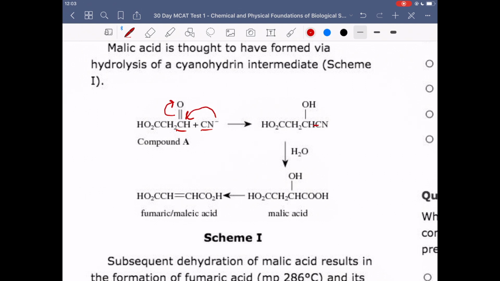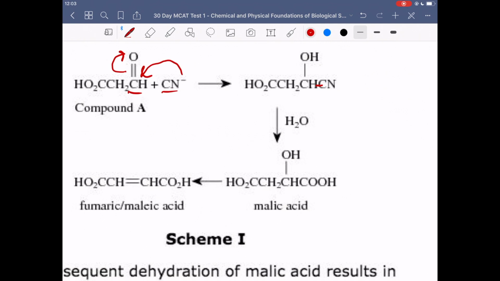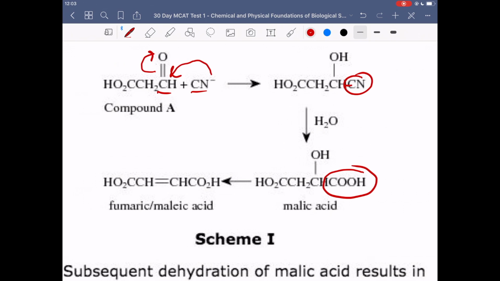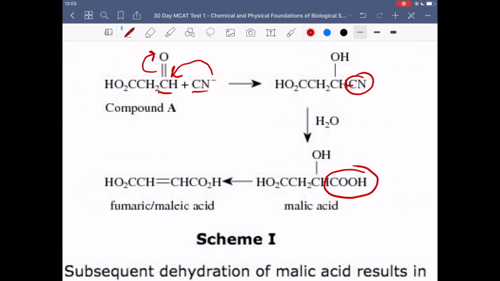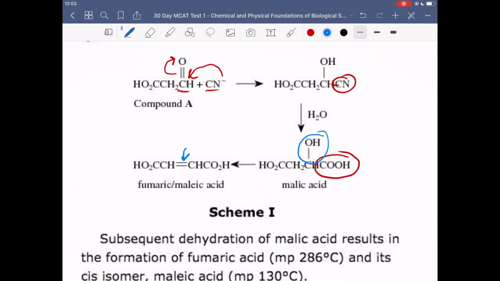Then we have this new bond formed over here in the reaction product, and then water comes and reacts, turns the cyanide over here into a carboxylic acid. And then finally we have an elimination type reaction, and we see that this OH has been removed. It used to be over here. Now we have this double bond, and we get fumaric or maleic acid. So those are the steps involved in this scheme for forming maleic acid from compound A.